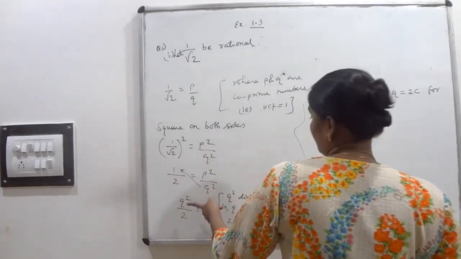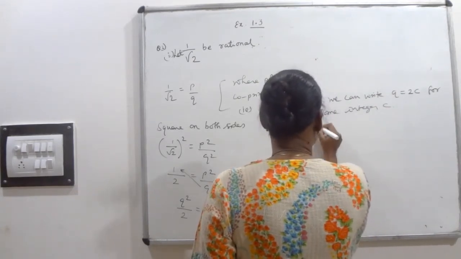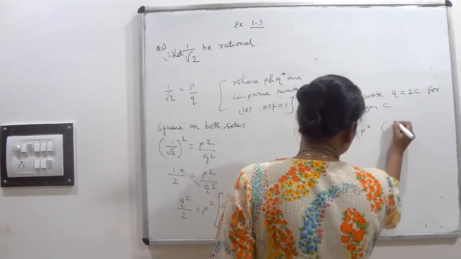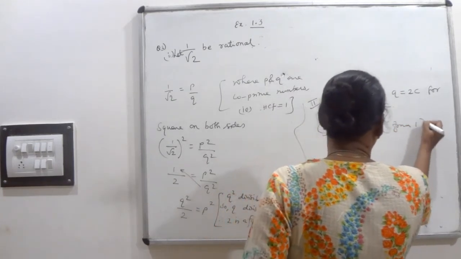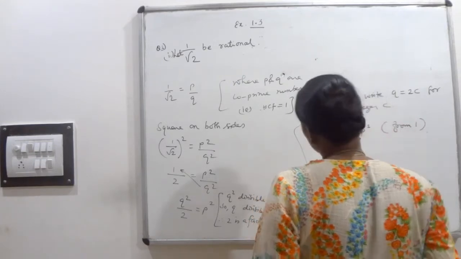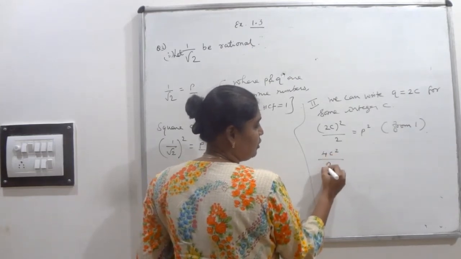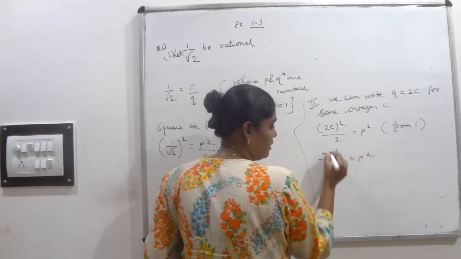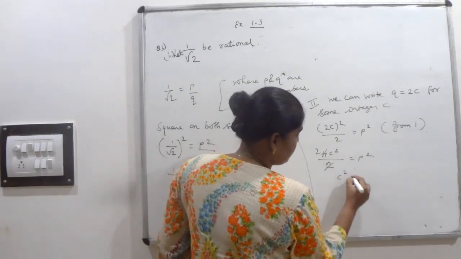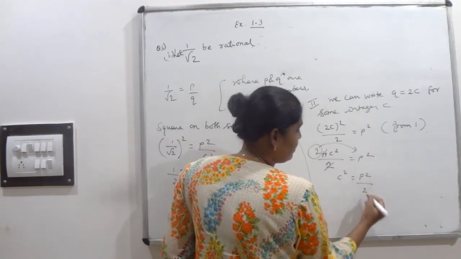Apply that Q value in the first equation. Q square, therefore 2C the whole square upon 2, is equal to what? P square. This is from equation number 1. 2 square is 4, C square as it is, upon 2, is equal to P square. 4 divided by 2 is 2. So 2C square is equal to P square, and C square is equal to P square upon 2.